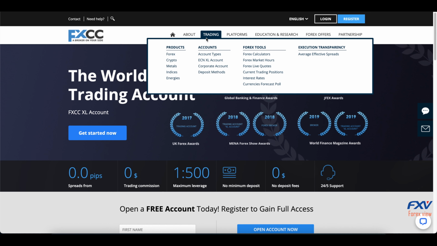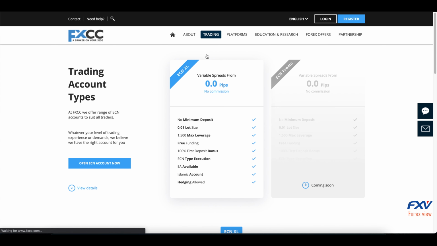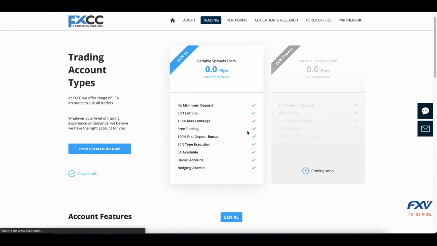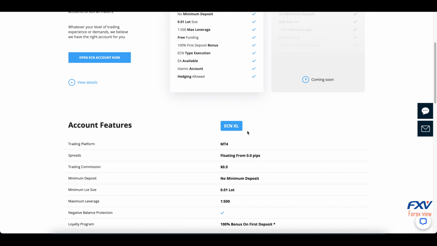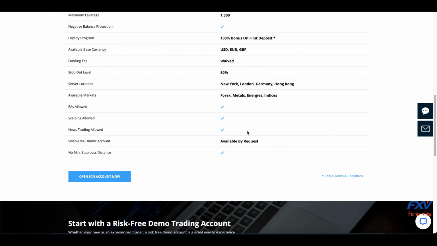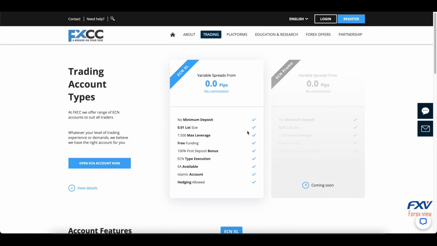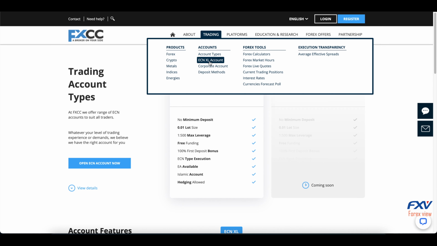There are two types of accounts with Fxcc. There is the ECN XL account with spreads as low as 0.0 pips and zero trading commission, and the ECN promo account type, which is coming soon. There is no minimum deposit, and leverage is up to 500 for non-European clients. The minimum trade size in all accounts is 0.01 lot.